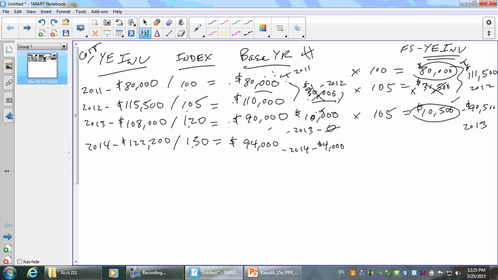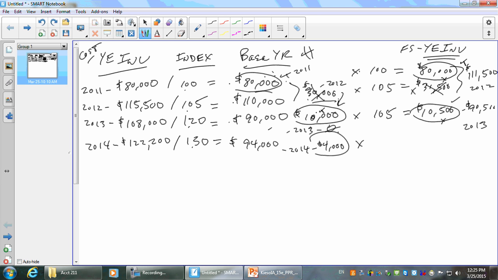So what I have, in base year dollars, remember that, is 80,000 from 2011, 10 left over from 2012, nothing from 2013, there is no layer, and 4,000 from 2014. So how are you going to calculate the inventory? Well, 80 times 100% is still 80, isn't it? 10 times 105% is 10.5, isn't it? So isn't it going to be the 80 plus the 10.5, and then what are you going to want to do with that 4?